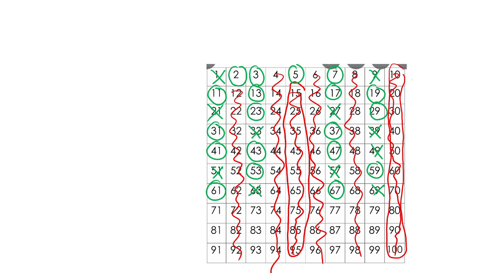What about the next line? 71. Is it a prime? Okay. 71, 73 and 79. This comes in the table of 11 and 7 both.